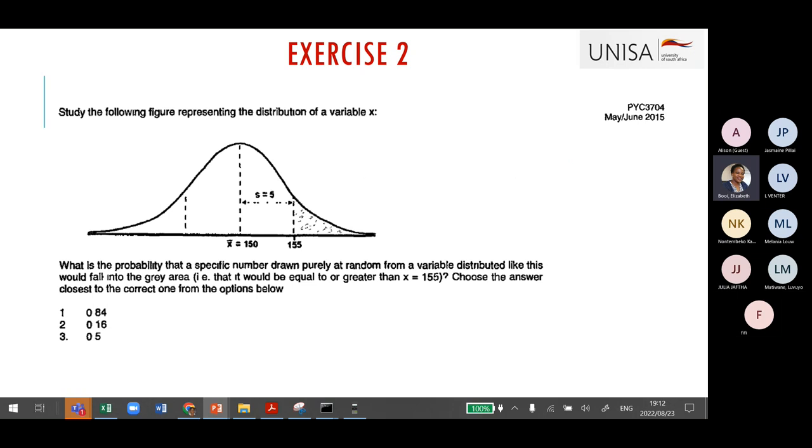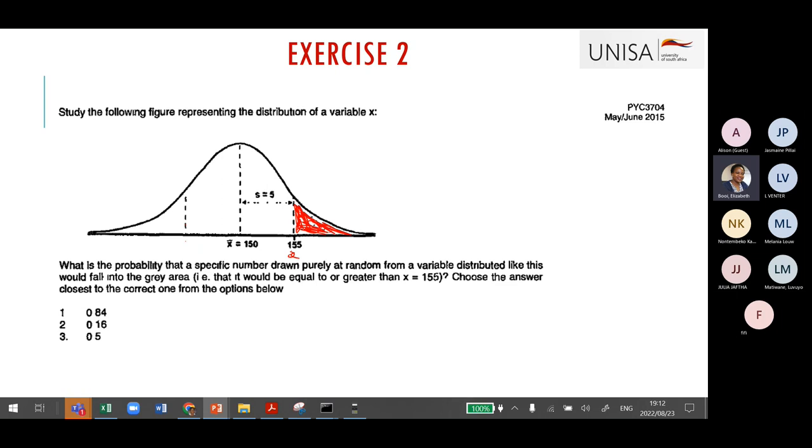Number two, study the following figure. As you can see, there is our figure. The figure is representing the distribution of an X value. So the X values are lying around somewhere here. On this, they've given us the standard deviation, the mean, and your X value, because this is your X value somewhere there. And they have shaded this area, so you must pay attention to this shaded area as well.